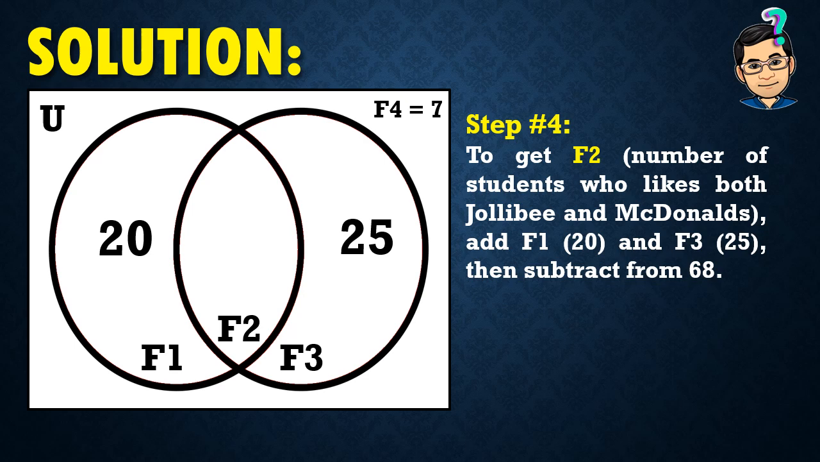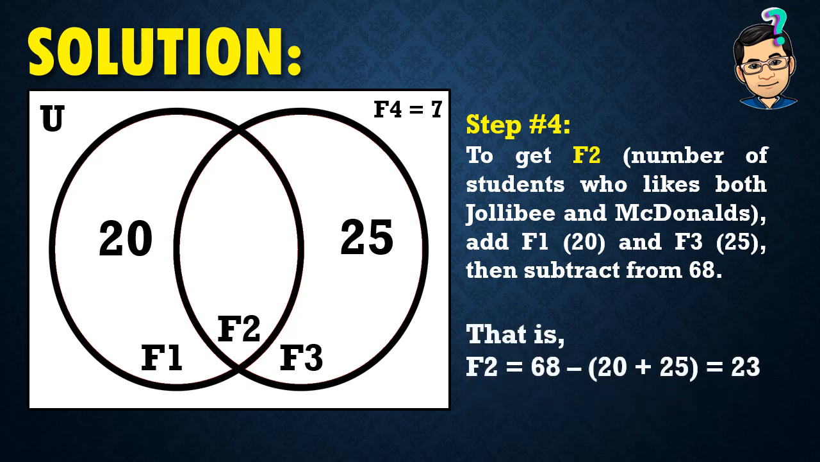Wala namang kinalaman yung F4 dito. So, that is F2 equals 68 minus the sum of 20 and 25. That is 45. 68 minus 45, that is 23. Therefore, there are 23 students who like both Jollibee and McDonald's.